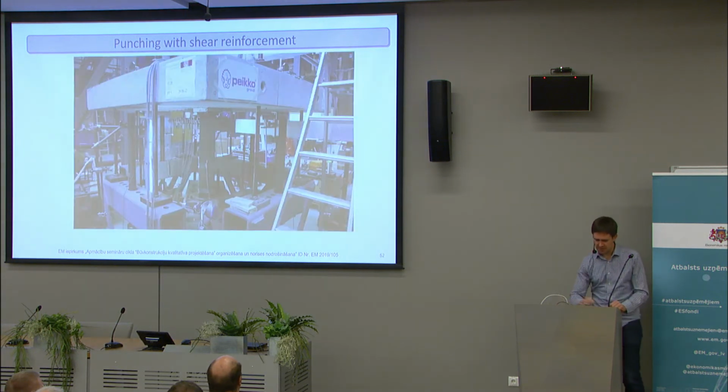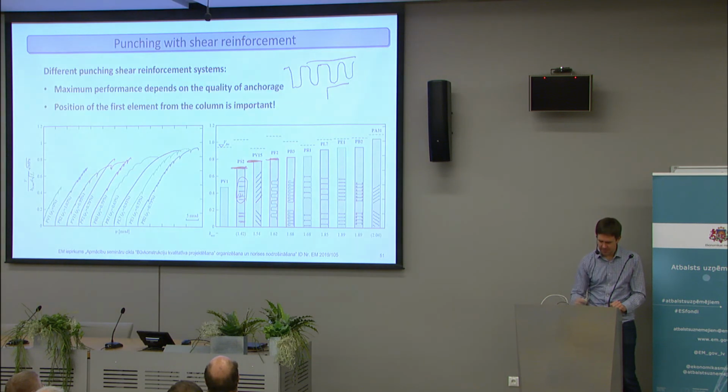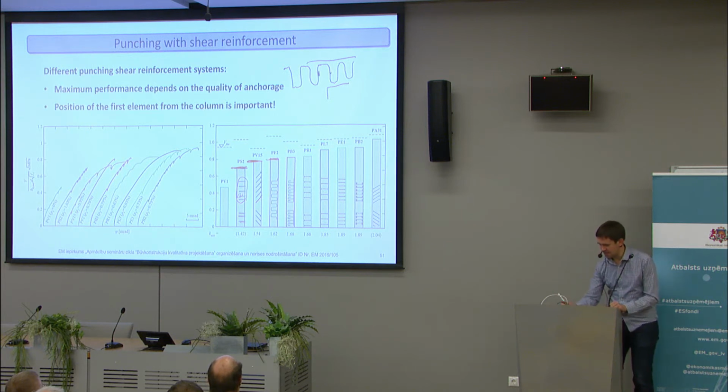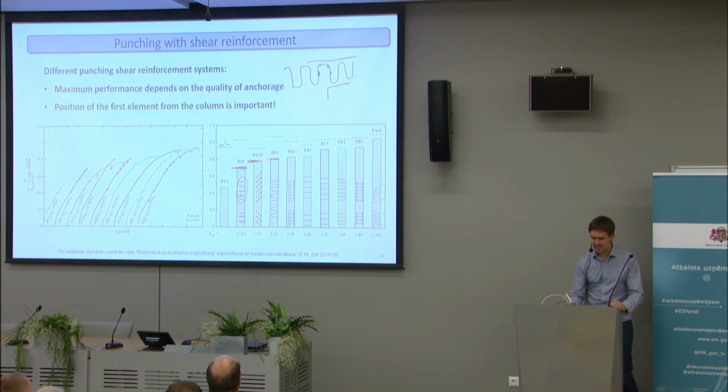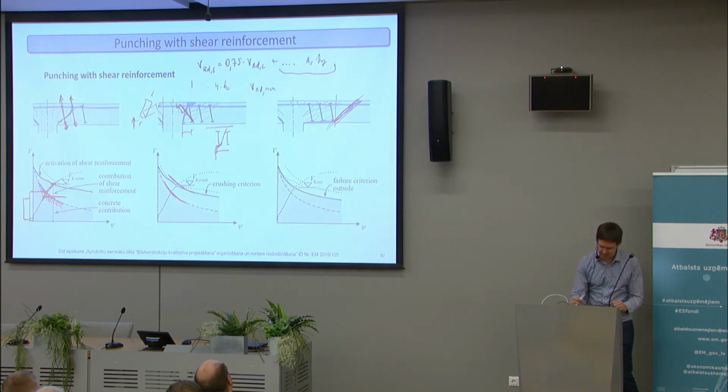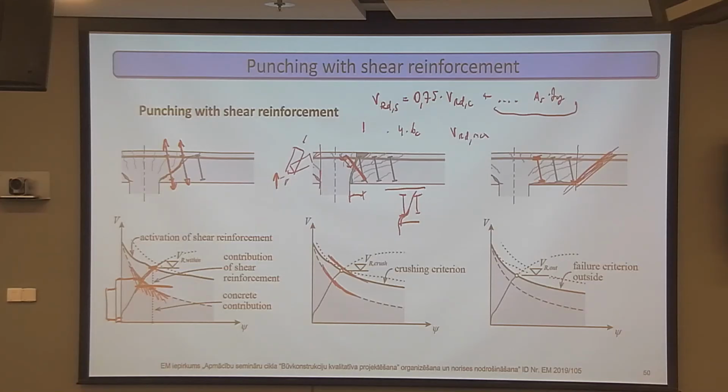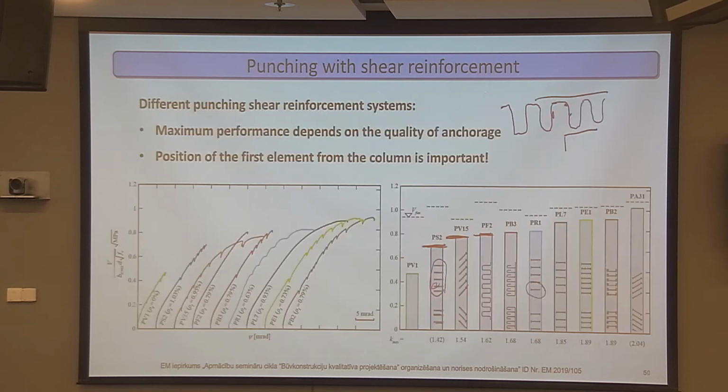So we don't know where the first element will fall exactly. And another thing is that again the anchorage is not as good as it is with the double-headed stud systems. So then there are the double-headed studs, which is in a way the best system because you have very good anchorage, thanks to the head both in top and in the bottom, and you can place them exactly in the place where you need them to be.